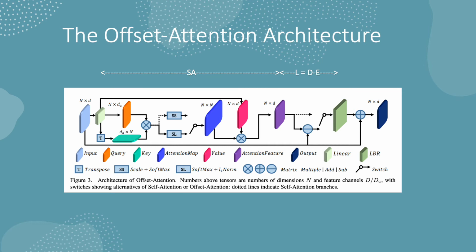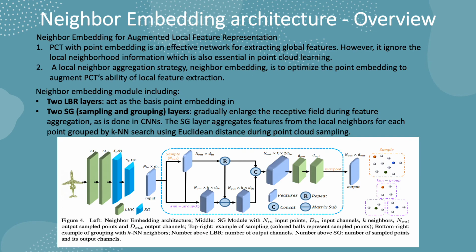The first part of offset attention includes the regular self-attention. After getting the attention feature, labeled as the purple square, the attention feature is subtracted from the input feature. Then the offset attention feature goes through an LBR layer. The final output is the addition of the processed offset attention feature and the input features.